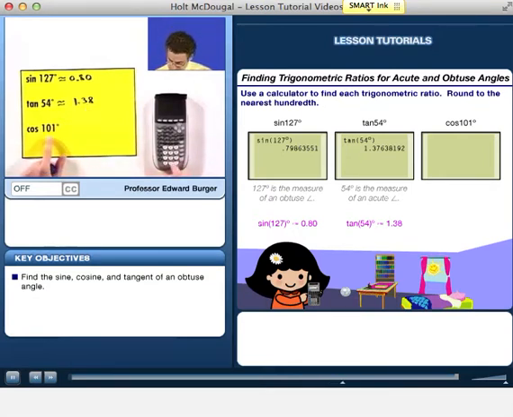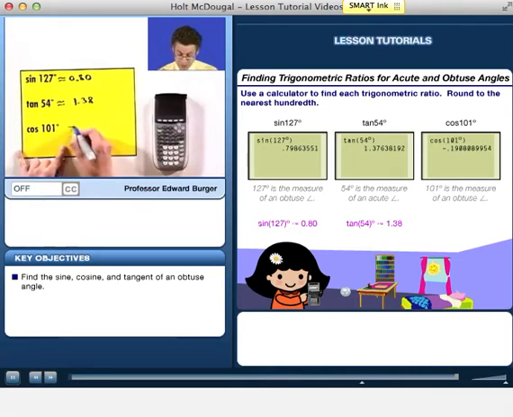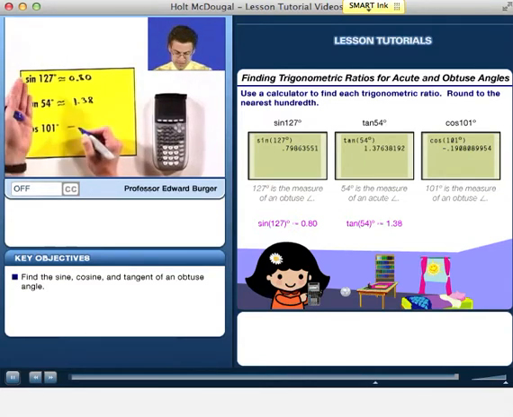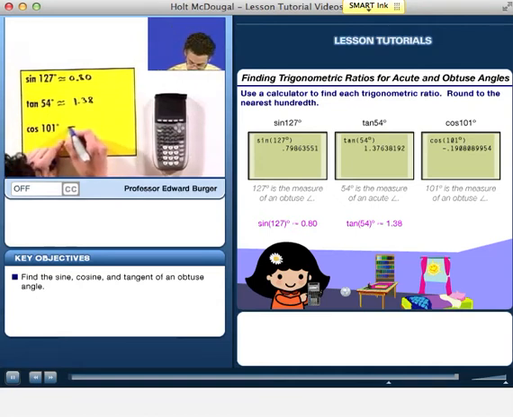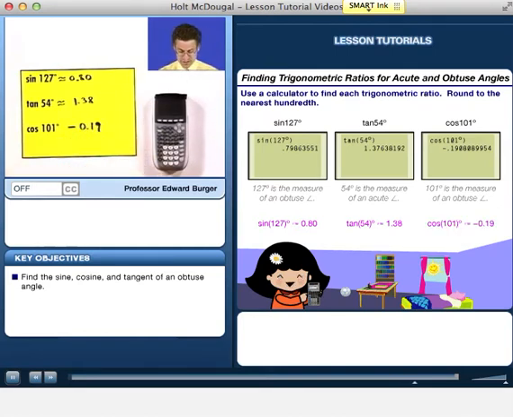Okay, and then finally cosine of 101, and that equals, oh, look, it's a negative number. Interesting, we haven't seen that yet. But sometimes weird things happen when we look at sines, cosines, and tangents of really big angles. And we'll see more about this later. But for now, let's just enjoy the surprise of seeing that this is negative 0.19, rounded. You can try it for yourself and see that it's a negative number.